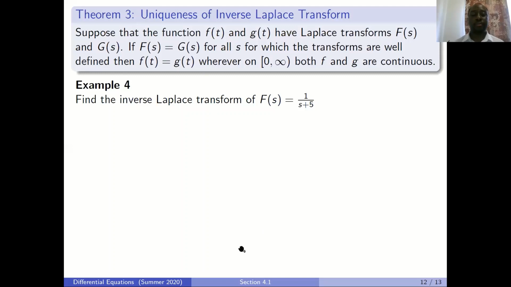If you have two functions that have identical transforms, then we are saying that the two functions have to be identical. At least they have to be identical where the functions are continuous. Wherever you have jump discontinuities, we are allowing weird things to happen. But those are only going to happen finitely many times, and so they are not going to affect our integral. So wherever these functions are continuous, we expect that they be identical.